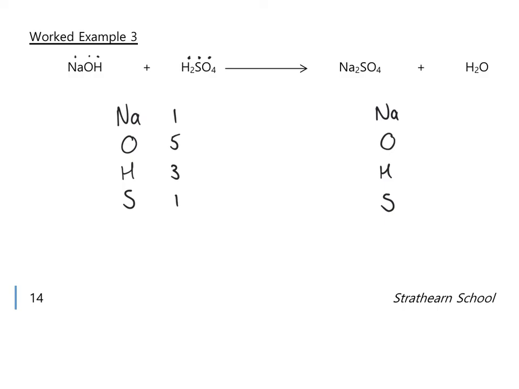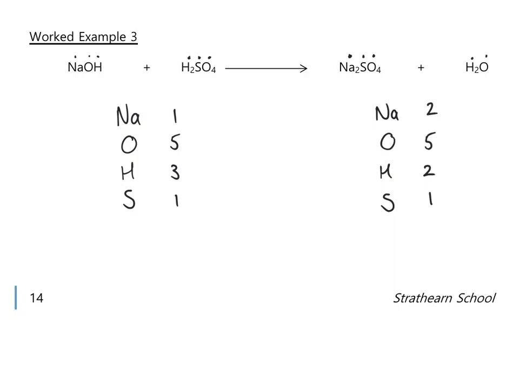On the right hand side, we have 2 sodiums. Then we have 4 oxygens plus 1 here, which is 5. Hydrogens, we have 2 here. And sulfurs, we have 1 here. So if I look at my list, at the minute it appears that sodium is not balanced and hydrogen is not balanced. So I'm going to need to put my boxes in front.